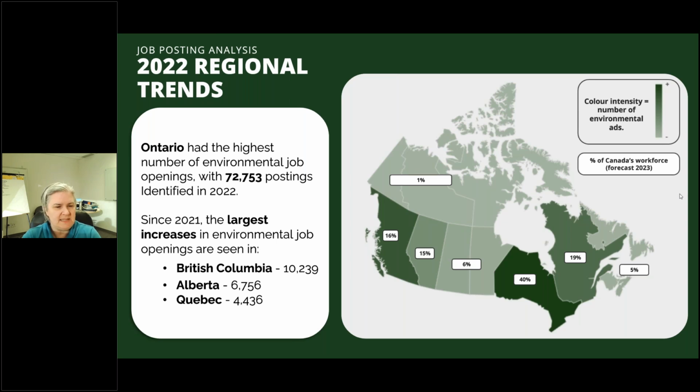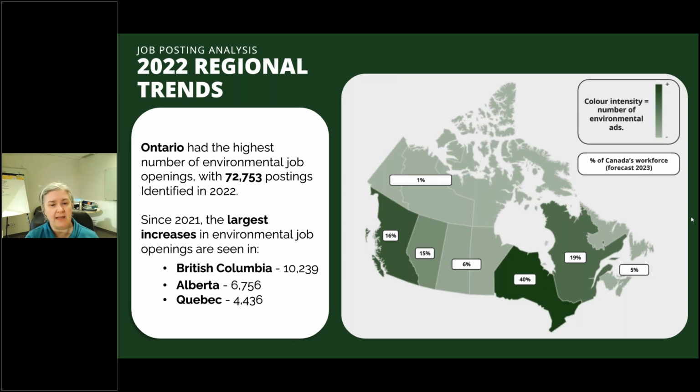by year, we see that the number of job postings increased fastest in British Columbia. We saw a year-over-year increase of over 10,000 environmental job postings in British Columbia. That was followed by Alberta with an increase of about 6,700 job postings from 2021 to 2022. And then Quebec follows that with about 4,400 additional job postings. Overall, Ontario had the highest number of environmental job postings, which is consistent with the overall job market in Ontario being the largest in Canada as well.